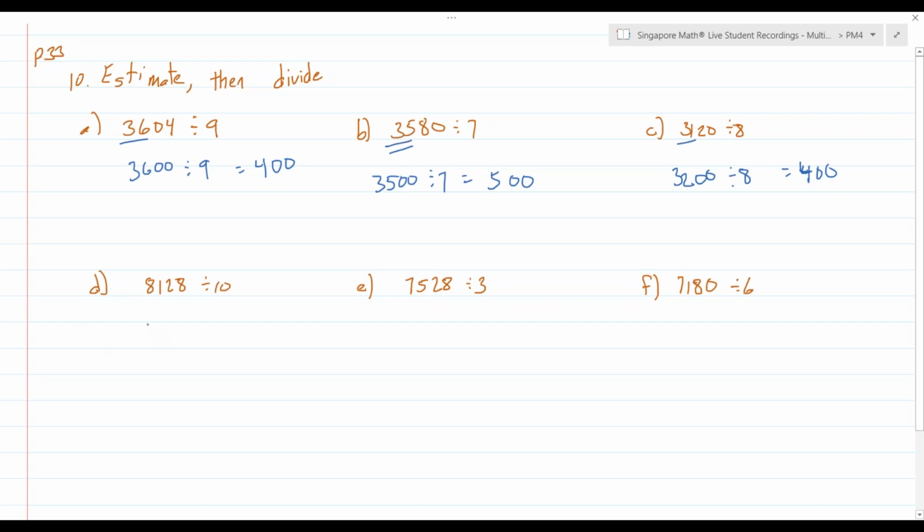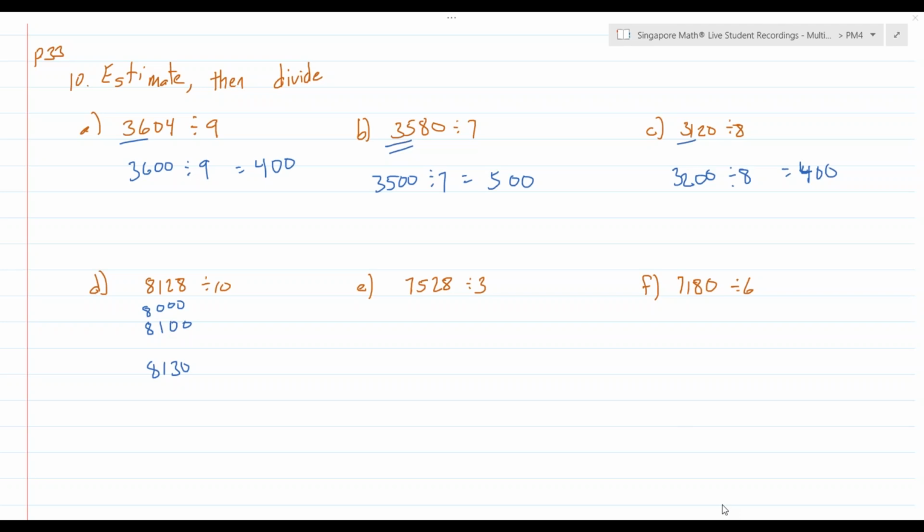8,128 divided by 10. Here's a good question. Do we estimate this to 8,100 or to 8,000 or even to 8,130, which is 813 tens? And this is where I say, any of these answers I would count correct as a teacher because it doesn't tell you exactly how to estimate it. So you have to figure that out on your own, which means there's a lot of ways to do it.